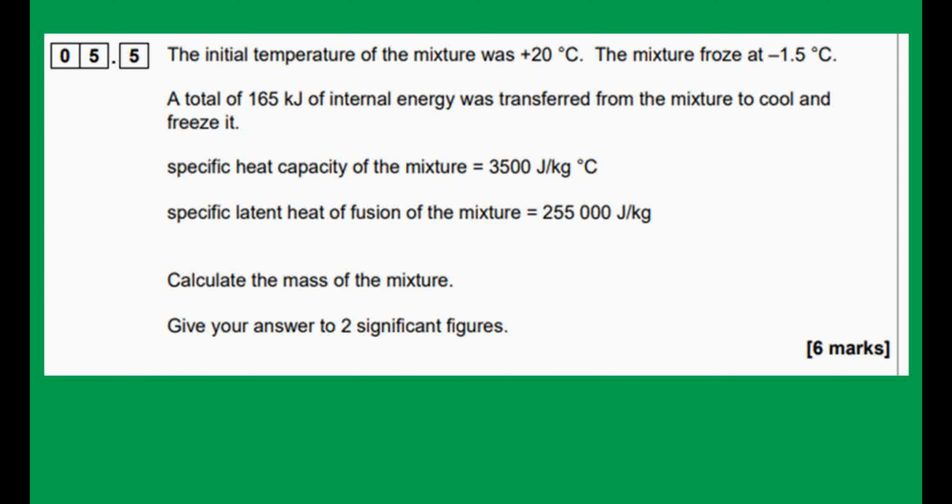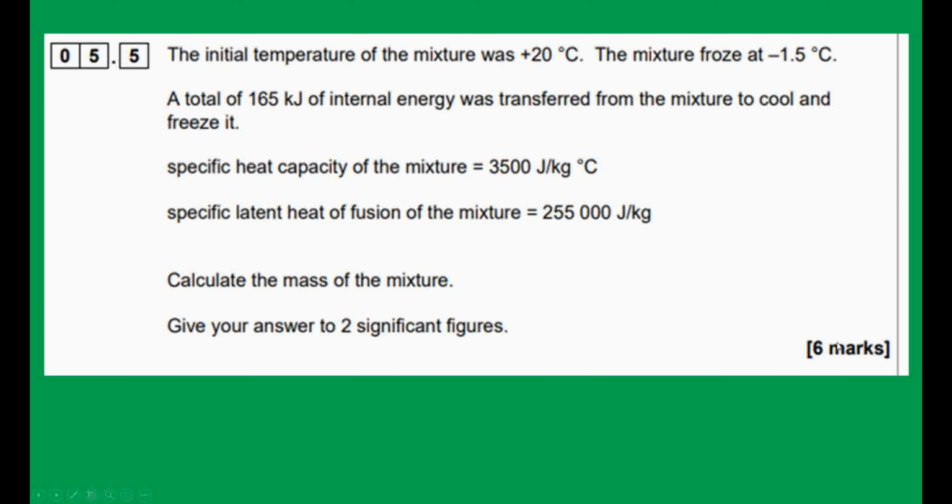This is a difficult question, but there's a couple of things that you need to go into it thinking. First, it's 6 marks. If it's a 6-mark calculation question, you need to use 2 equations. Now, there are clues in the question as to what equations you need to use. This one is relatively straightforward because you're given a specific heat capacity and you're given a latent heat. So those are the 2 equations you're going to have to use to answer this question. Okay?